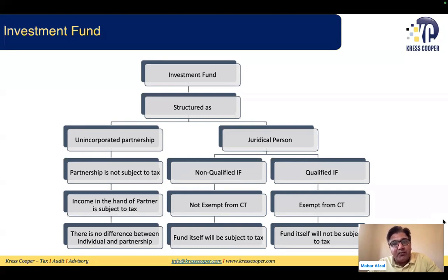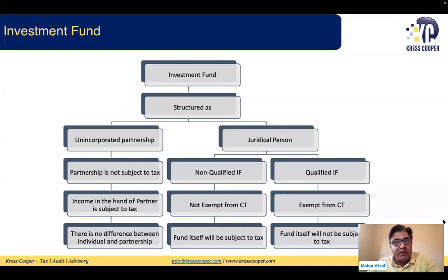What is the non-qualifying investment fund? It means a juridical, legally structured fund which is not meeting the conditions that were discussed in the previous slide, the 7 conditions, then it will be considered a non-qualified investment fund. A non-qualified investment fund will be treated like a juridical person, like an LLP. If resident, worldwide income is subject to tax. If it is a non-resident, then UAE income is subject to tax.